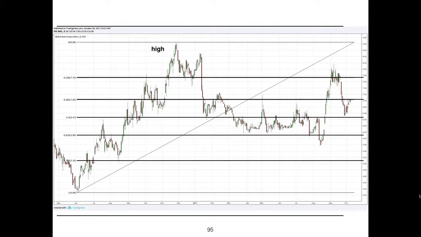This is the chart of nickel. This was the high and this was the low. The high was at 850 and the low was at 408. It made a strong run upward, and then on its way downward, it made several bounces at its Fibonacci levels. So this was a 23.6% Fibonacci level, which made a small bounce, tried to retest the previous high, but failed.